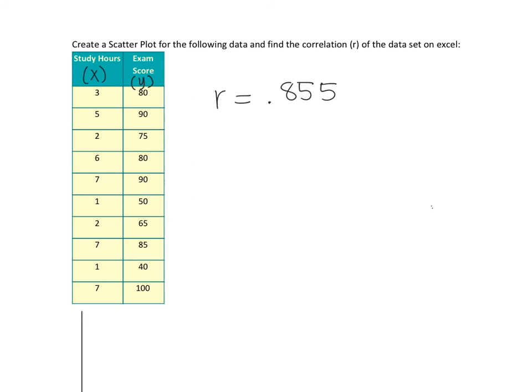0.855. So this is also a positive relationship, which makes sense. The more you study, the higher your exam score should be. And 0.855 is close to 1, so it's also strong. So another positive, strong relationship.